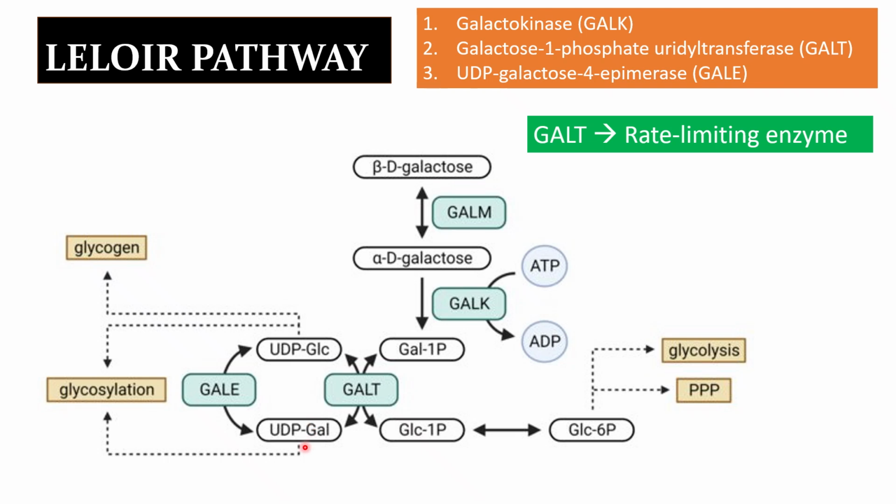This UDP galactose can be epimerized to UDP glucose in the presence of enzyme galactose epimerase. This UDP glucose can help in glycosylation also, and UDP glucose can contribute to glycogen production also.